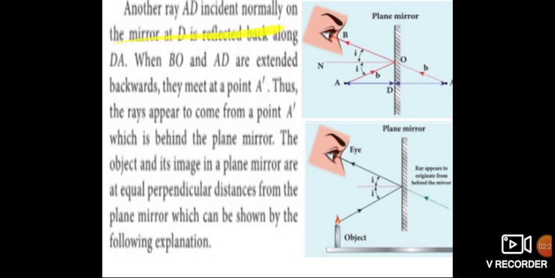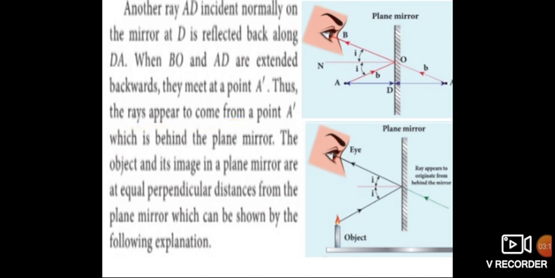So we can take another ray AD, which is incident normal to the plane of the mirror at D. It's reflected back along DA. Okay, students. So this object also produces another ray. That ray is incident on the plane mirror, then the ray is also reflected along DA. When BO is extended and AD is extended, they go to the back side of the mirror. They meet at one point. That point is denoted as A dash.